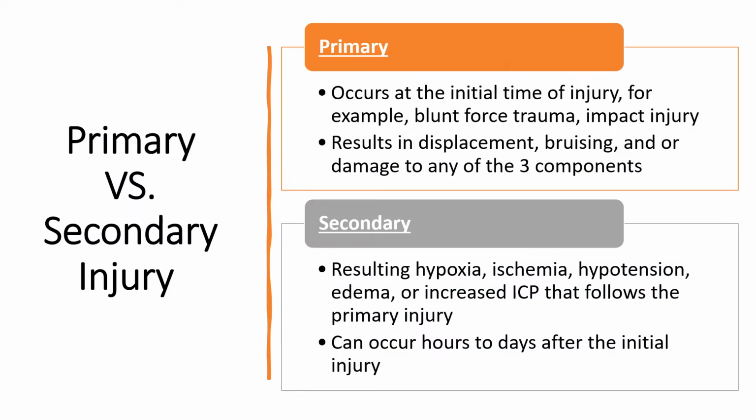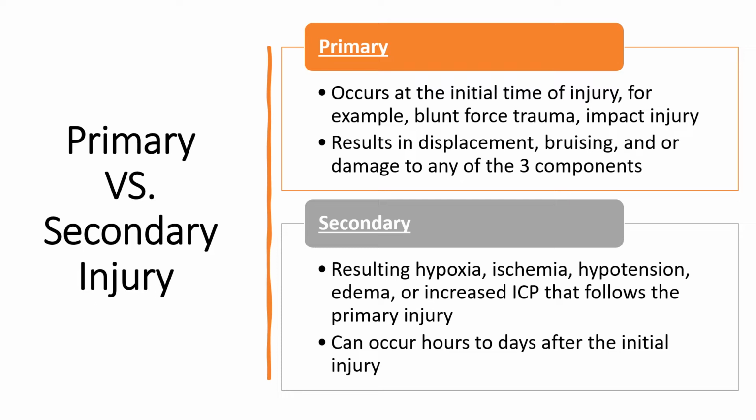So when we're talking about increased ICP, there is a primary injury and then there's a secondary injury. Primary injury is at the time of the trauma. So it occurs at the initial time of injury. For example, that blunt force trauma, the patient was in a motor vehicle accident, the patient has fallen, they've had a ruptured aneurysm. That all results right away. Okay, so that's primary injury.